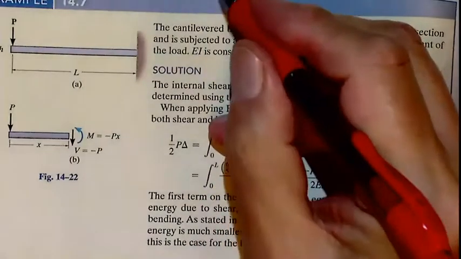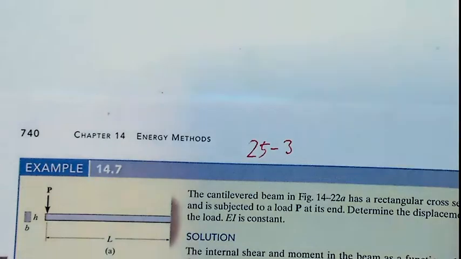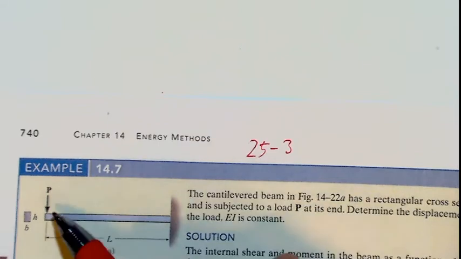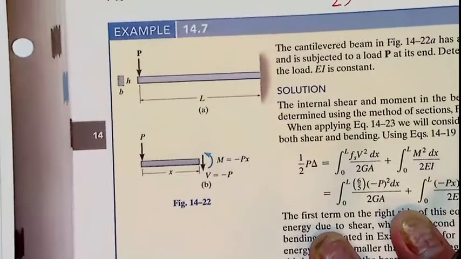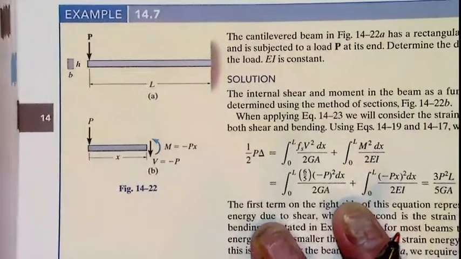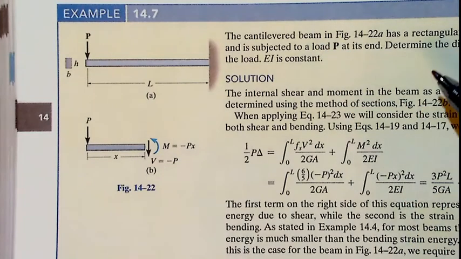25.3. Now we're talking about the beam problem, because we talked already about the truss. So I have this cantilever beam, and there is a concentrated load at the end. It says a cantilever beam has a rectangular cross section and is subjected to load P at the end. Determine the displacement of the load.